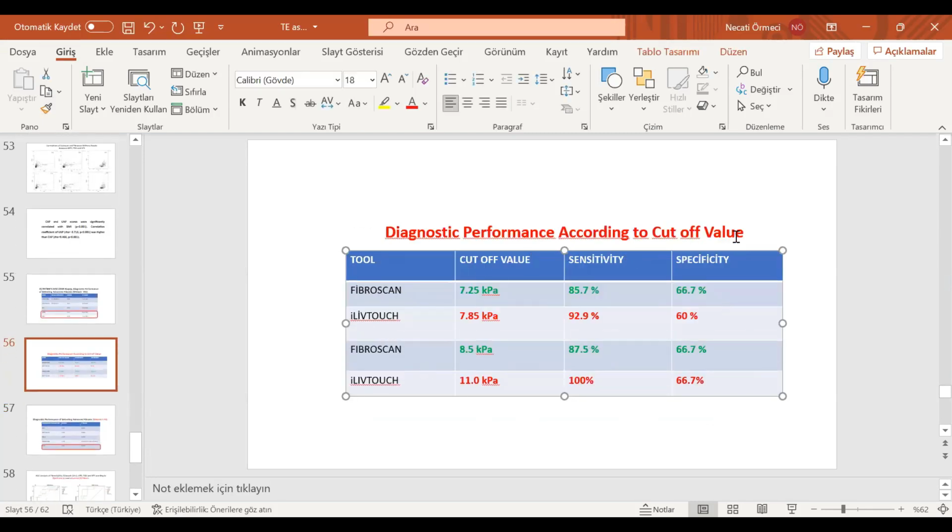Again, diagnostic performance according to cutoff value. If we accept 7.25 kilopascal with the FibroScan, sensitivity is 85.7%, specificity 66.7%. But if we accept 8.5 kilopascal, then sensitivity is 78.5% and specificity 66.7%. But with FibroTouch, if we accept 7.85 kilopascal, then sensitivity is 92.9%, specificity 60%. If we accept 11 kilopascal for FibroTouch, sensitivity increases to 100%, but specificity is 66.7%.